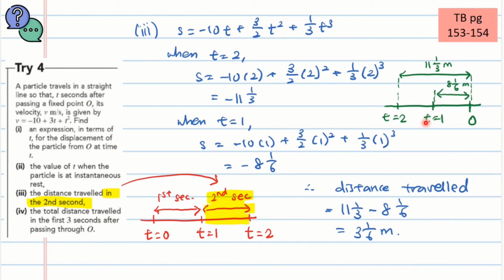So now I can see that the distance traveled in the second will be 11 and 1/3 meters minus away 8 and 1/6 meters. So that will be this distance that we want to find here, and that is 3 and 1 over 6 meters.